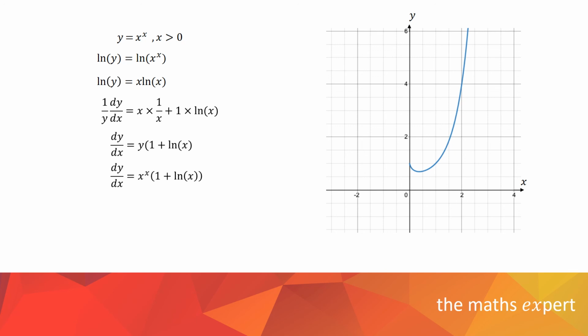giving me a final expression for dy by dx. I have kept the gradient function factorized as it helps one to see where the minimum point will be. When 1 plus ln x is equal to 0, a minimum point will occur, which you can see on the graph. This will be when x is equal to e to the power of negative 1.